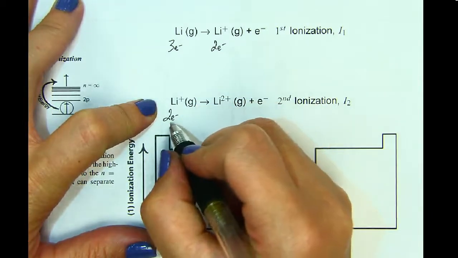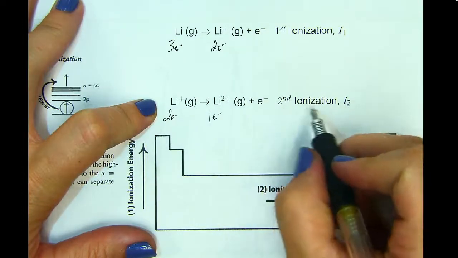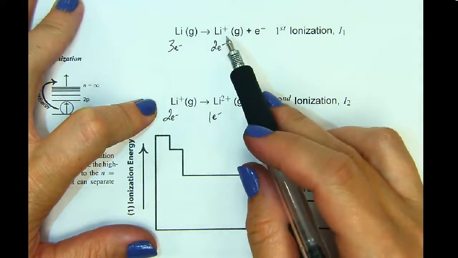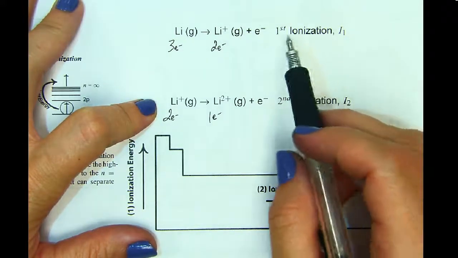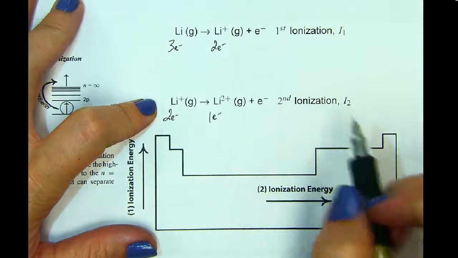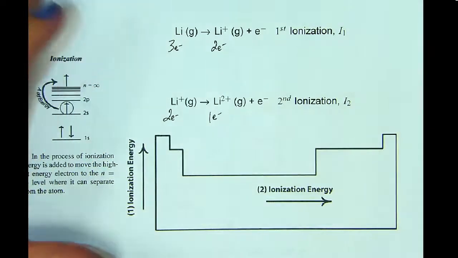What if I take one of those 2 away? Then that is going to be known as the second ionization energy, or the I2. So each electron that you remove is going to be the first ionization energy, followed by the second ionization energy, followed by the third, etc., until you've taken all of the electrons that are in the atom overall.